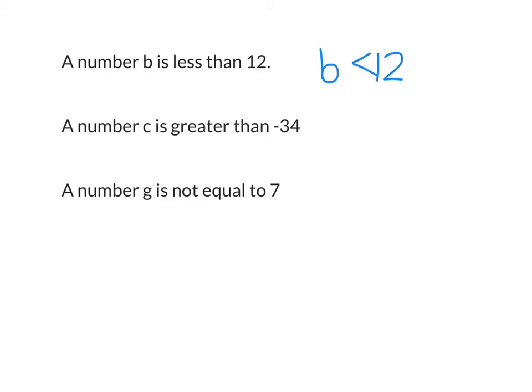A number c is greater than negative 34. So c is going to be greater than negative 34. A number g is not equal to 7. It's just going to be g is not equal to 7. So really it's about reading the language carefully.